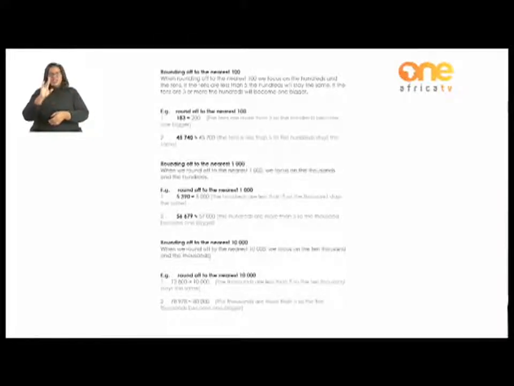5,390. Let's read what it says in our brackets. The hundreds are less than 5, so the 1,000 stays the same. If we look at our example, we see our 100 is a 3, so it cannot change our 1,000. Our 1,000 stays the same, and that is rounded off to the nearest 5,000.